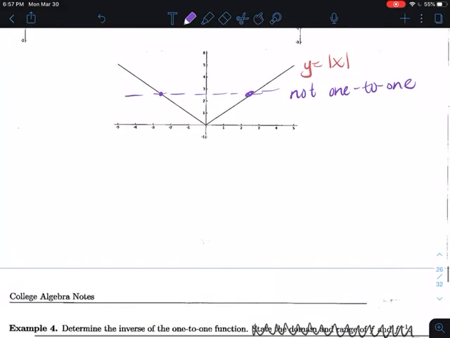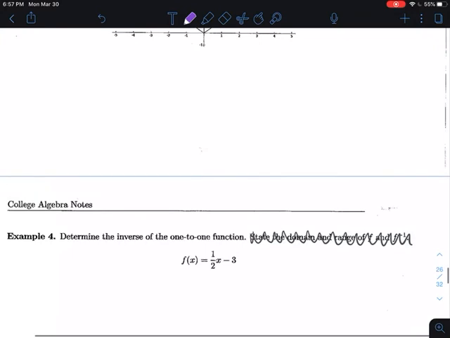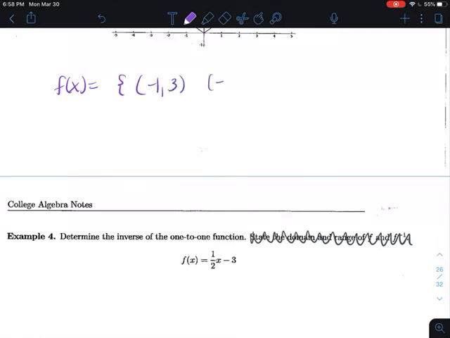Now we're going to talk about actually how to find the inverse of a function. Now they have functions, the actual equations. Let's look at a simple way of looking at one-to-one functions using ordered pairs. So let's say, for example, I have a function f of x equals (-1, 3), (-2, 4), and (3, 4). First of all, this is a function because none of the x values repeat. So we have a function.